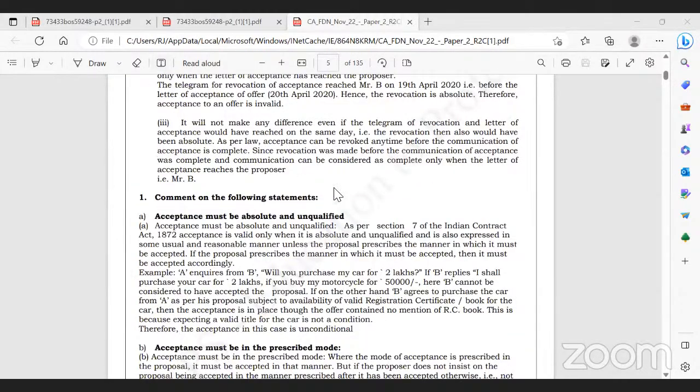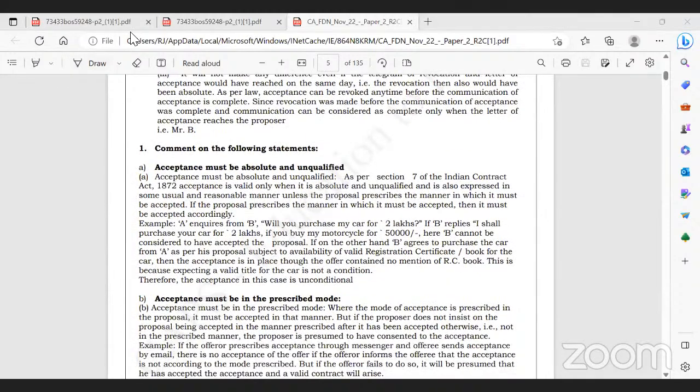Next question. Comment on the following statements. First one, acceptance must be absolute and unqualified. Remember, if acceptance is qualified, it becomes null and void. Remember, we had done Neil versus Merit, correct? He sends a check for half the amount and the remaining he'll send in installments. So any acceptance which is qualified is called a counteroffer. Remember the word counteroffer? I offer to sell my sari for 20,000, you offer to buy it for 15,000. It's a qualified acceptance. So then the initial offer becomes null and void. Next.